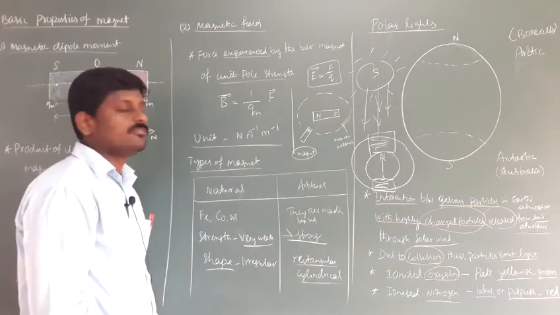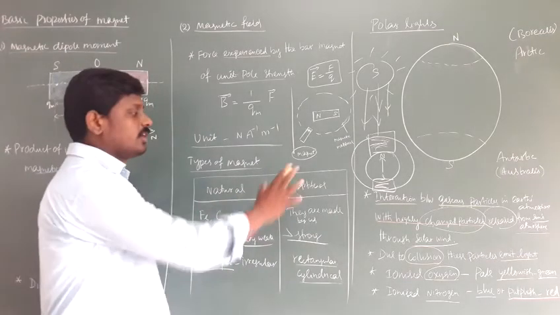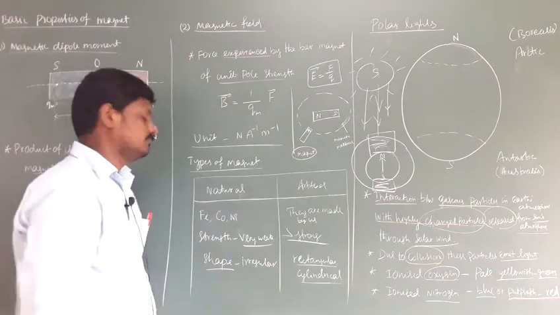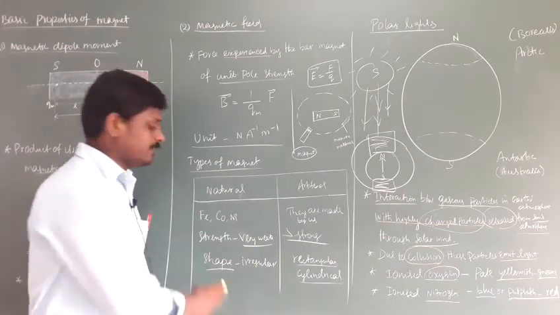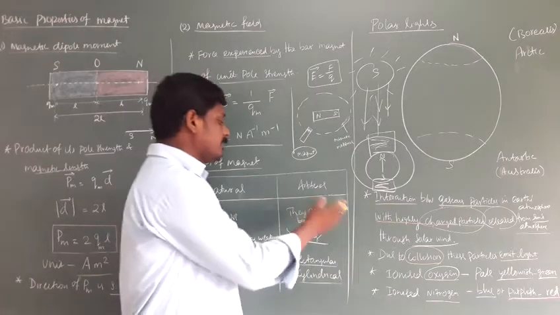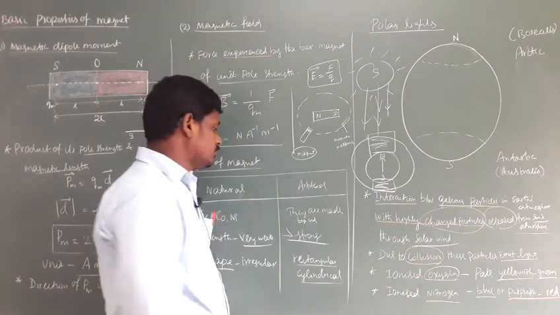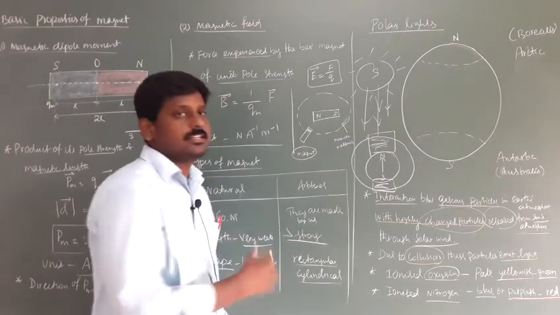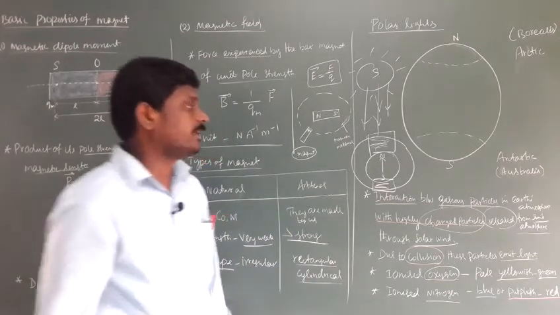The next, types of magnet. There are two types of magnet, natural magnet and artificial magnet. Iron, cobalt, nickel are natural magnets. Their strength is very weak, their shape is irregular. Coming to the artificial side, they are made by us, depending upon our need and strength. They are so strong compared to natural magnets, and the size is of regular shape. If it is rectangular, cylindrical, that is an artificial magnet.